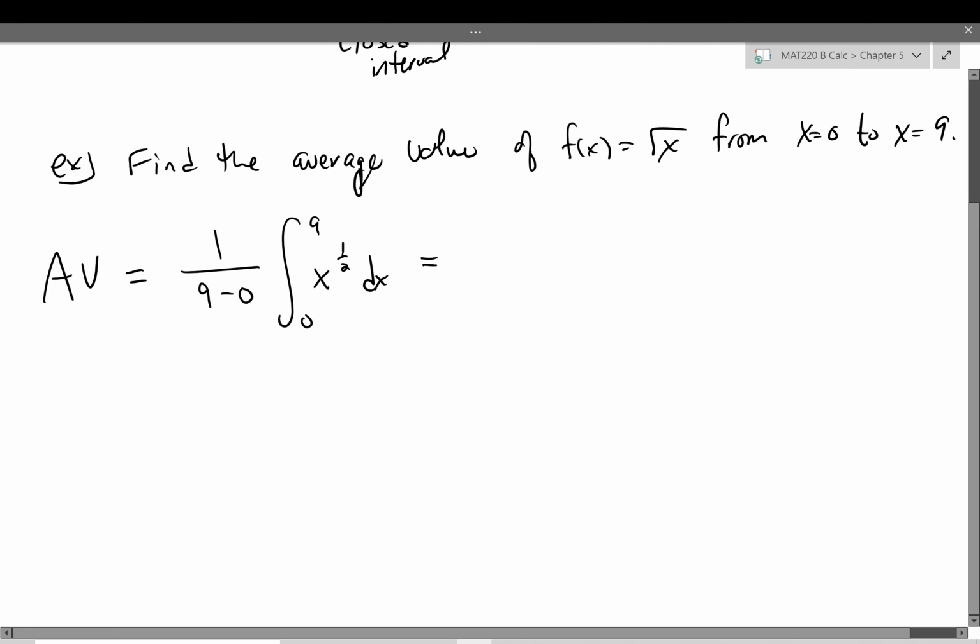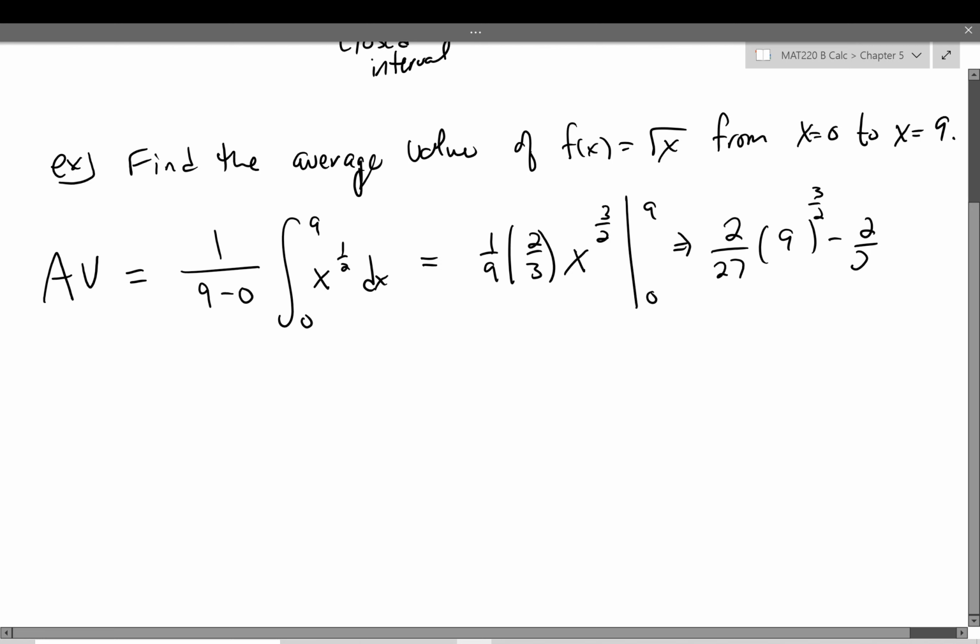So that's going to equal 1/9 times 2/3 x to the 3/2. All right. And then what I have to do is evaluate this between 0 and 9. So to simplify things a little bit, I'm going to get 2 over 27 times 9 to the 3/2 power minus 2 over 27 times 0 to the 3/2 power.